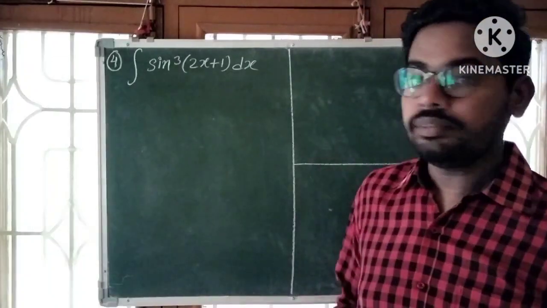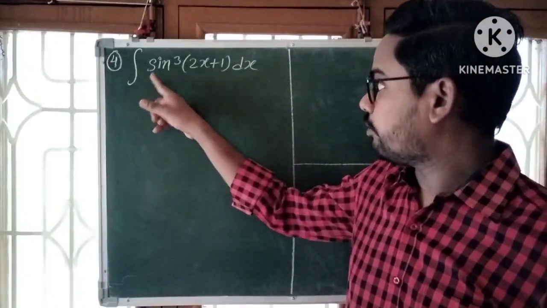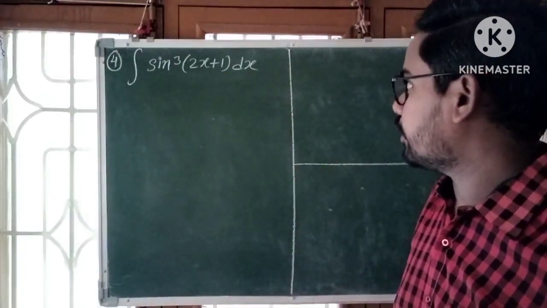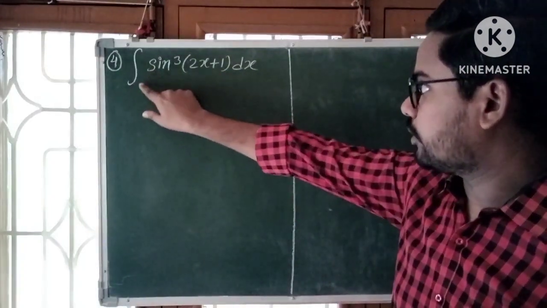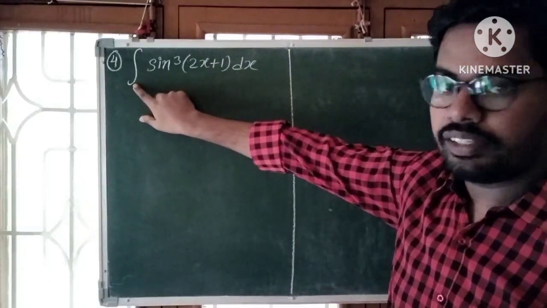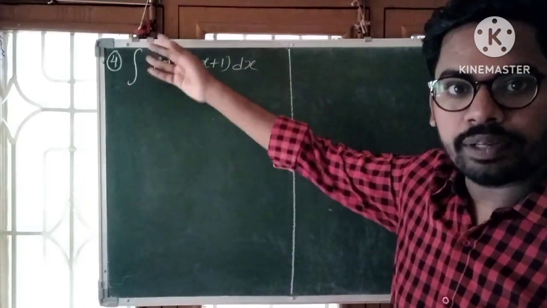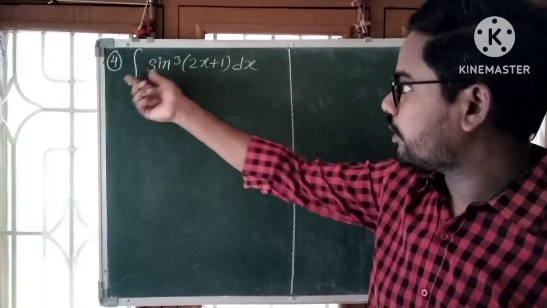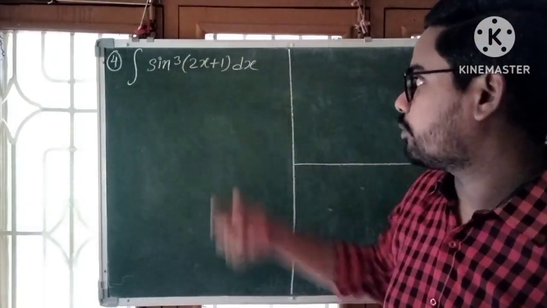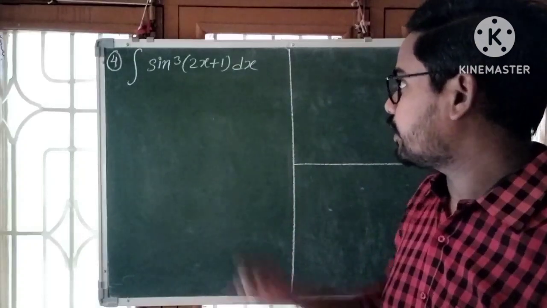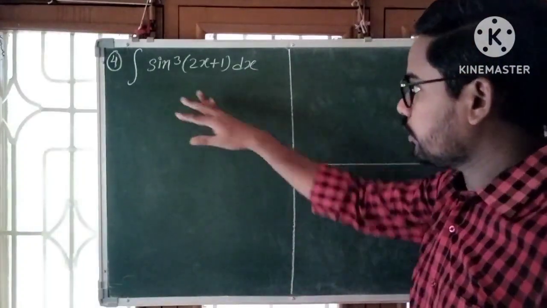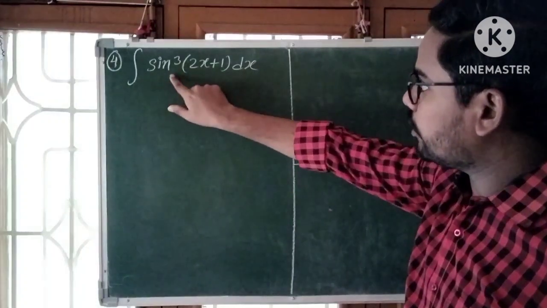Okay, next problem. Find the value of the integral of sine cube (2x plus 1) dx. So this is an indefinite integral. Here we do not have any limits, upper limit and lower limit. So we need the integral of this function, sine cube (2x plus 1), with respect to x.